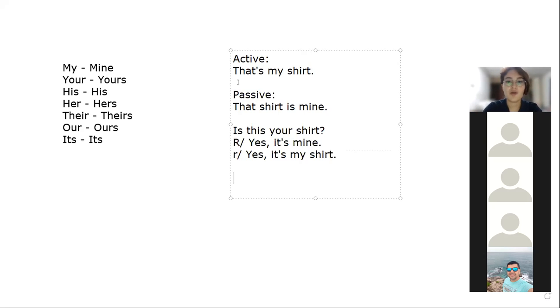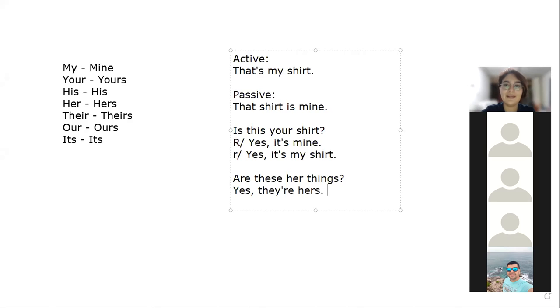O otro ejemplo, is this or are these her things, in general. Yes, they're hers, right? Right, thank you. Excellent. Any other questions you might have?